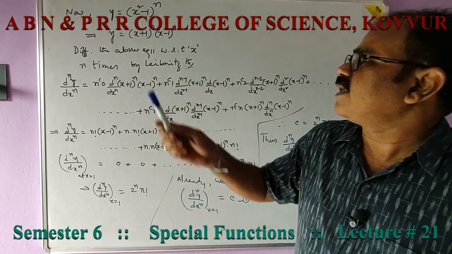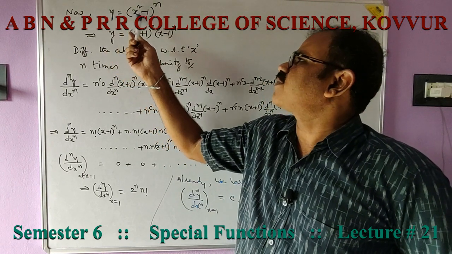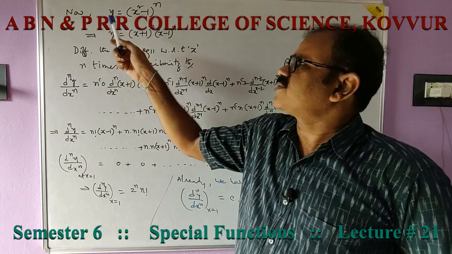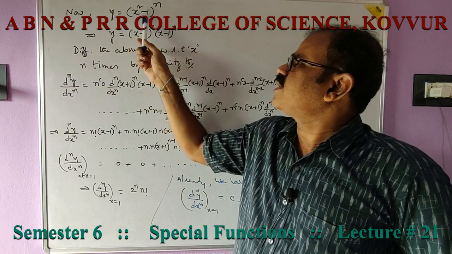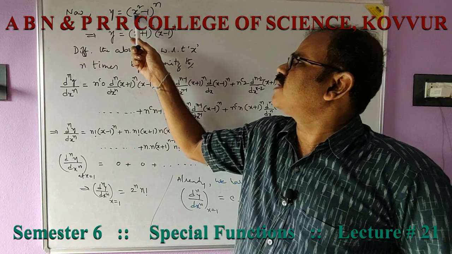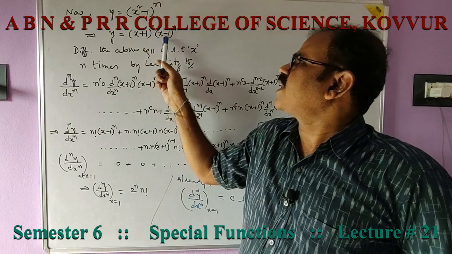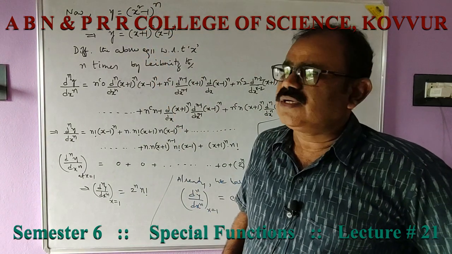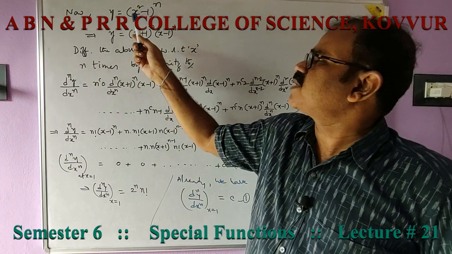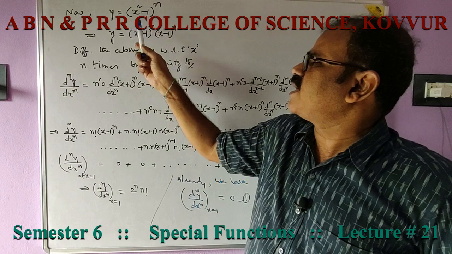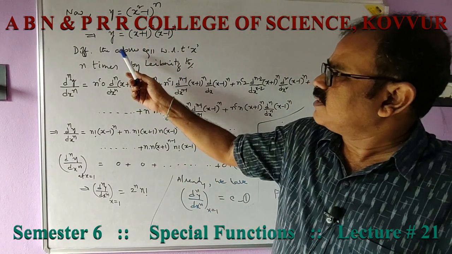Now let us take the same y. We have considered already y is equal to (x square minus 1) whole to the power of n. Consider the same. y can be written as (x square minus 1) power n, which can be written as (x plus 1) into (x minus 1), that is (x plus 1) whole power n, (x minus 1) whole to the power of n. Okay, x square minus 1 is (x plus 1) into (x minus 1) whole to the power of n. Therefore, this can be written as (x plus 1) whole to the power of n into (x minus 1) whole to the power of n.